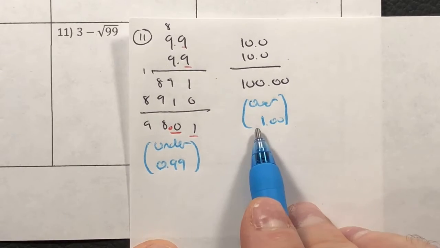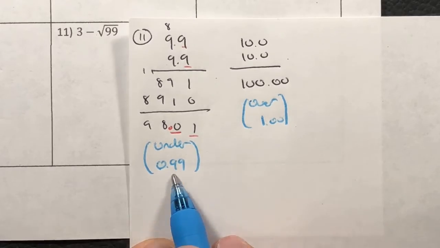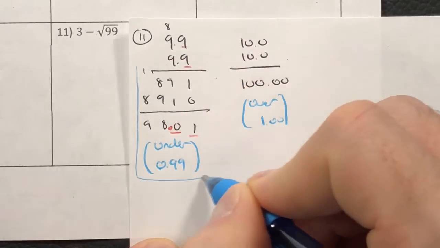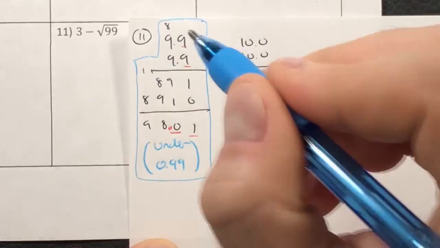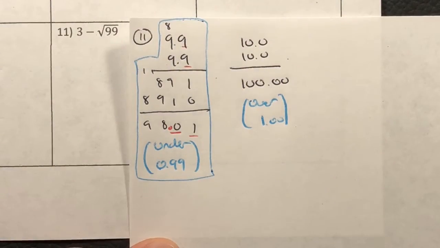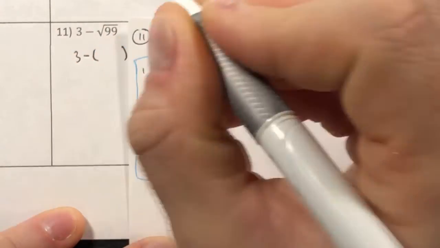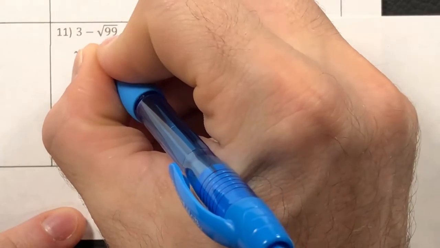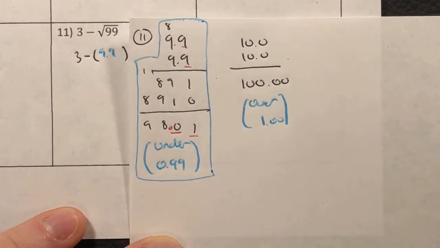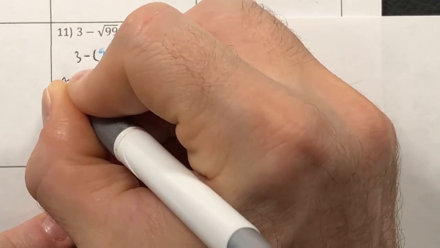And so between the two, it's 1/100th of a difference. The best of the two options is going to be my 9.9, my best estimate. So I'm going to say this is close to 3 minus 9.9. And 3 minus 9.9 is going to give me negative 6.9 approximately.